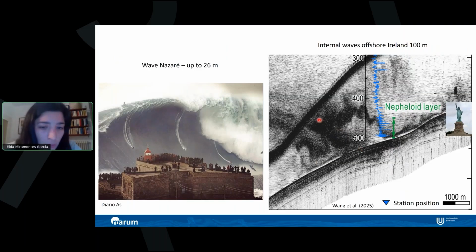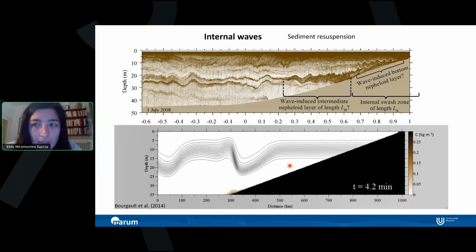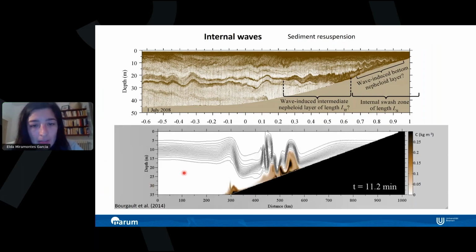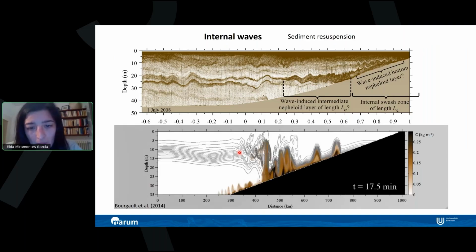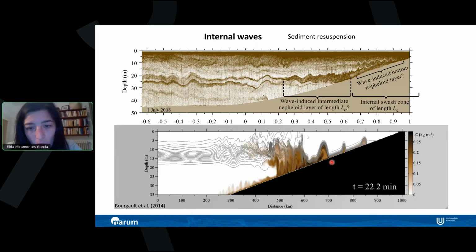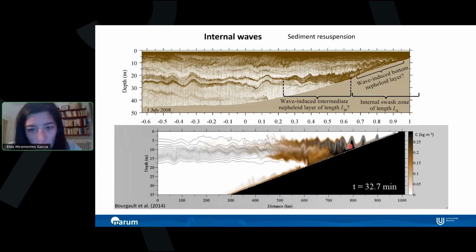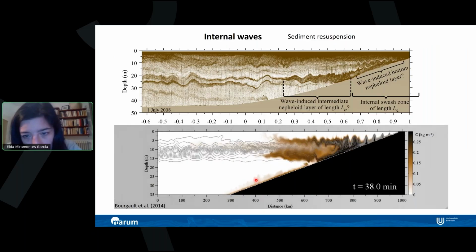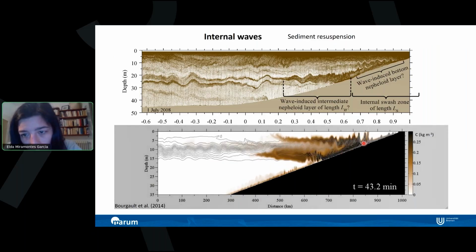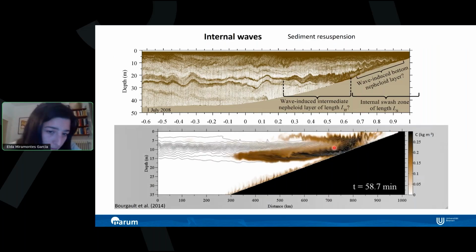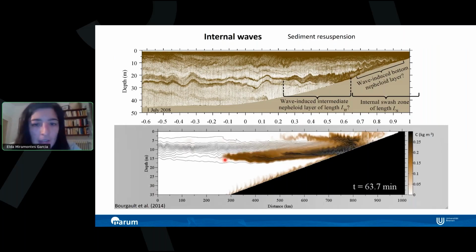And so there was a study that simulated this interaction. And here you can see how an internal wave propagating in the pycnocline breaks on the slope, and in color is the sediment density in suspension. So you see a current that moves upslope, some boluses that keep propagating upslope, and then the material gets trapped within the pycnocline, and we have the formation of a nepheloid layer.